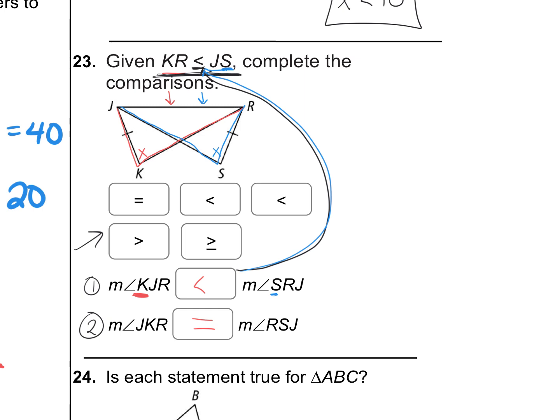What you could do at the beginning is if it says KR is less than JS, you can put in a fake value for that. So I'm just going to say KR is 50. What's a number that is greater than 50? Greater. 90, or I'm just going to do 100. So then you can see which angle specifically is the smallest if you want to base it off of numbers.